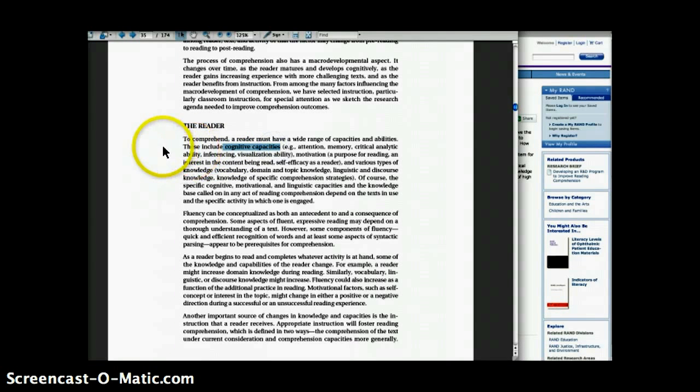Cognitive means thinking. So is the reader able to sustain attention to the reading? Is the reader able to remember what they read, analyze, read between the lines? Inferencing is reading between the lines. Visualizing, very important in reading science text, is visualizing. Is the reader motivated to read? Do they think that the reading is relevant?